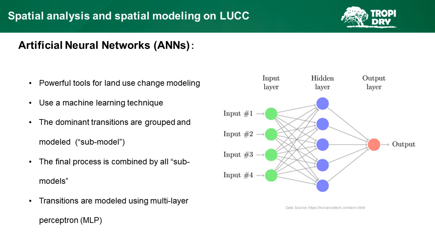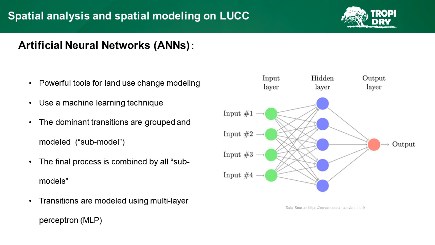The last one is the artificial neural networks model. It's a powerful tool for land use change modeling. It uses a machine learning technique to quantify and model complex behaviors and processes. It is used in many fields of pattern recognition, such as image analysis, land features classification, climate forecasting, remote sensing, and so on.